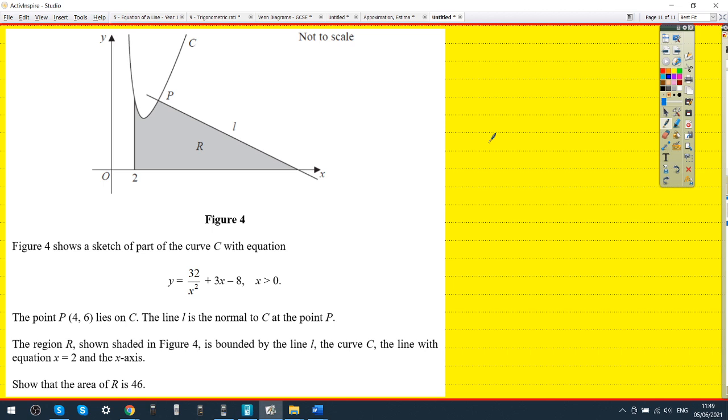So first, would you differentiate the equation? Why would you do that? You need to get the 2 points. Well, you already got one, and then you need the one on the right for the area of R. If you differentiate it and make it equal to 0 and solve it, you will get the x-coordinate of the minimum.